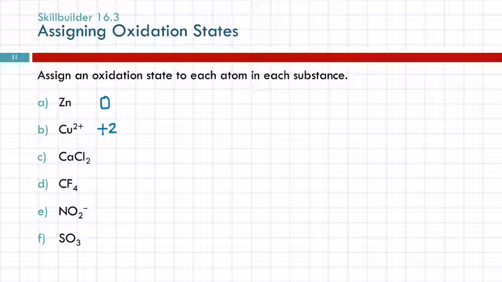This is an ionic compound, right? So what we're going to do is look at the charges. What are the 2 ions in that compound? Calcium has a 2+ charge, and chlorine has a -1 charge. We know that from their positions on the periodic table.